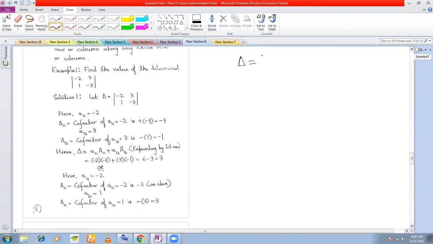Normally for a 2 by 2 determinant, we remember the shortcut method. But let me show you the actual method of calculation first. I want to find out the value of this determinant from this row. I choose this row, so what I'll do is find out the cofactor of each element.